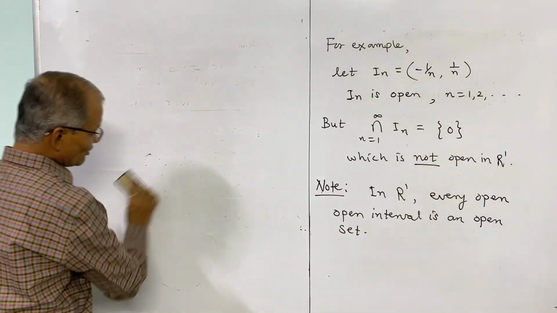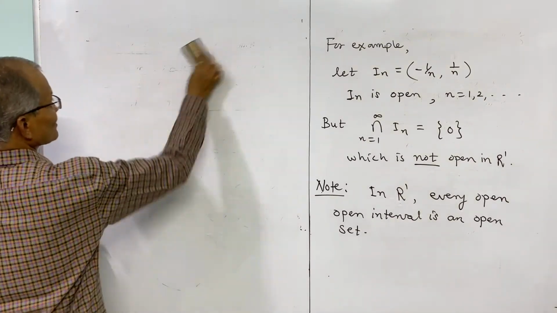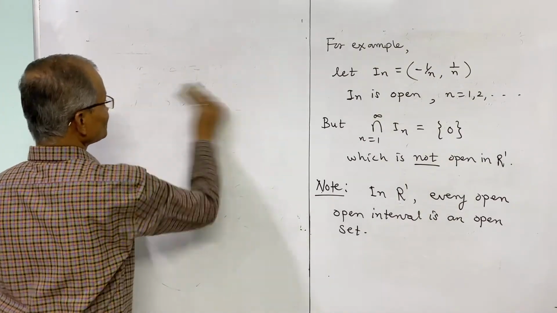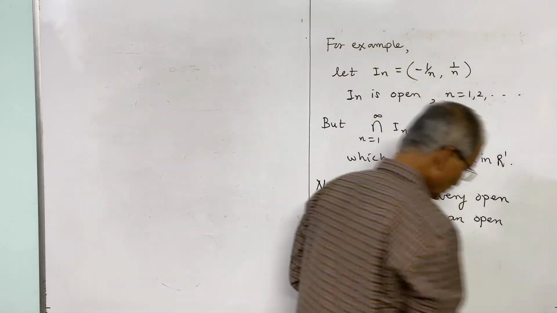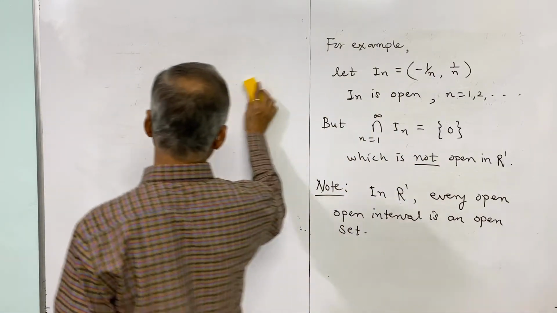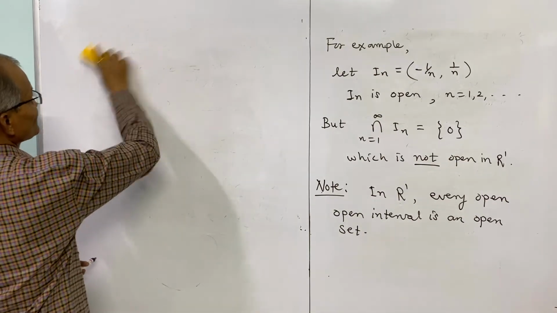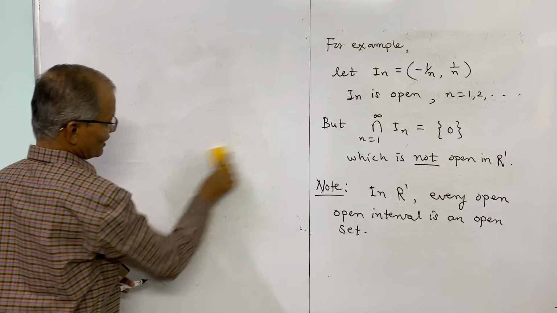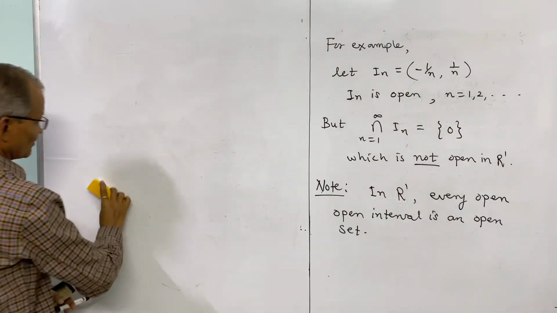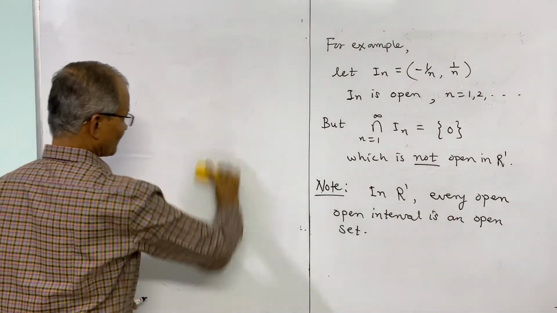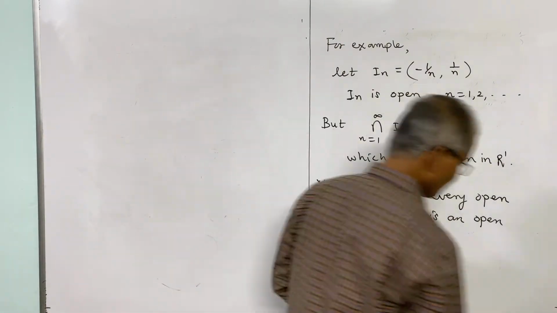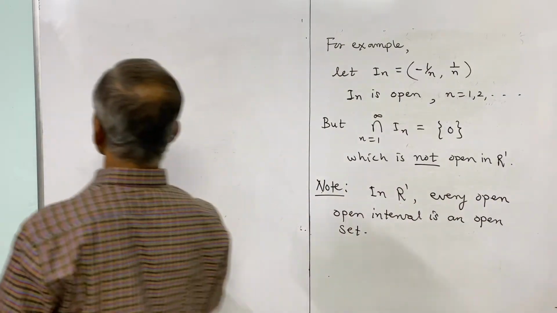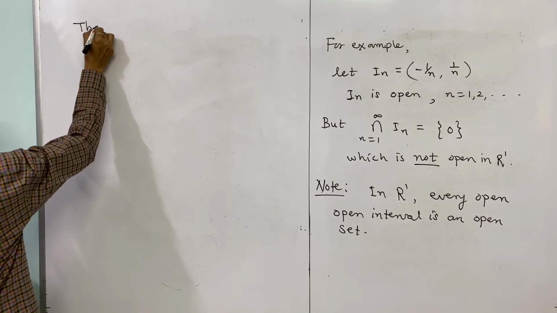Now what we are going to state is the next theorem. Every open subset of R1 can be written as a union of open intervals, that we shall prove as our next result. This is theorem 5.